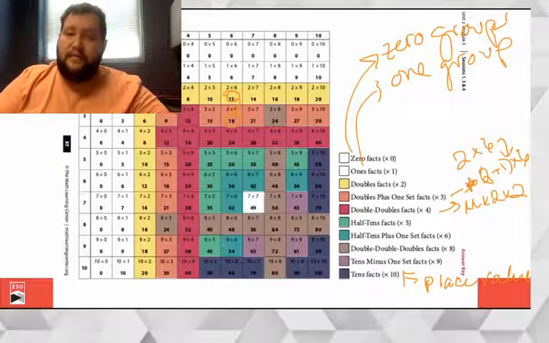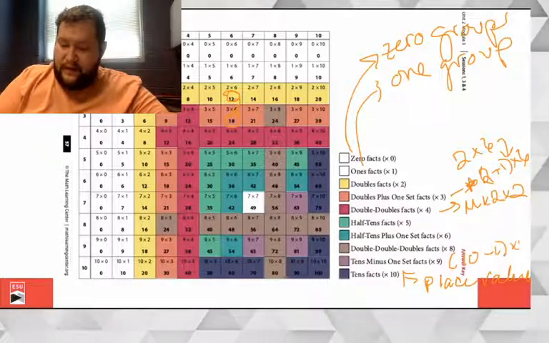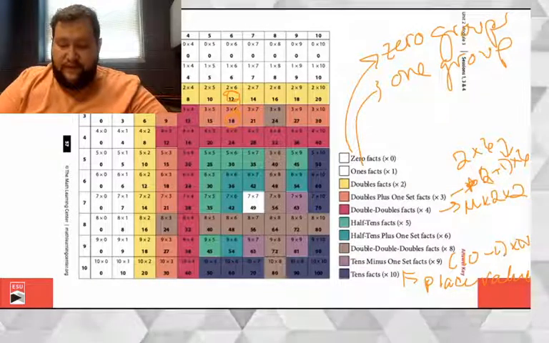So tens minus 1 set facts. This is where we have 10 minus 1 times n. So we use our place value fact and subtract 1 set off.